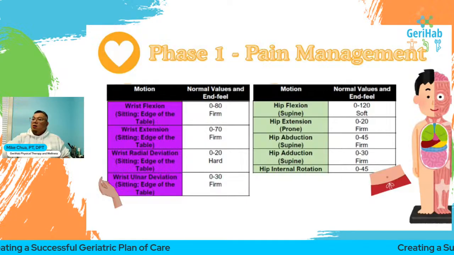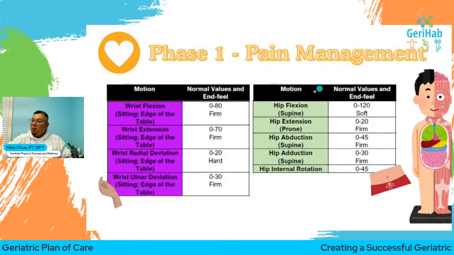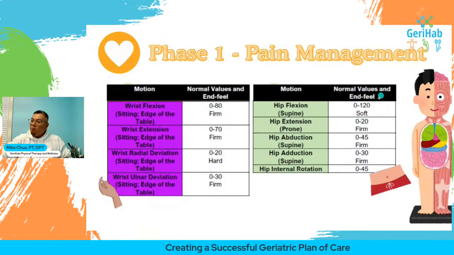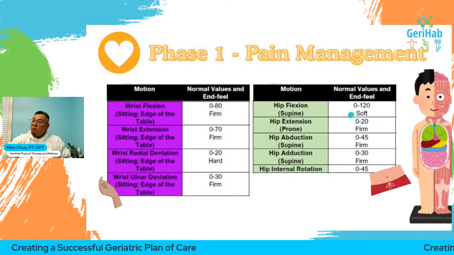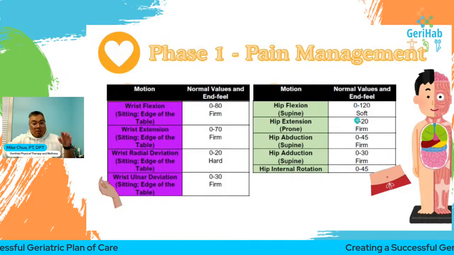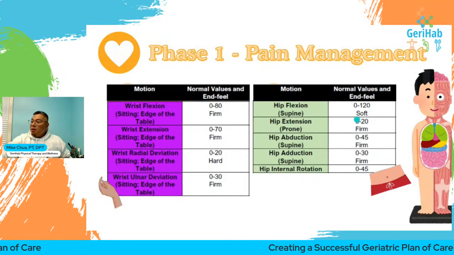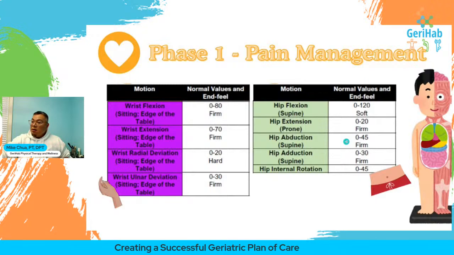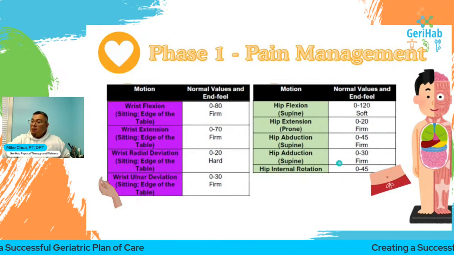All right. On hip flexion, look at those range of motion. Okay. I doubt some. I probably don't even have 120. So on supine, on hip flexion, soft because of the quads and your abdominal area, right? Extension needs to be firm. All right. Abduction is firm, and then adduction is firm.